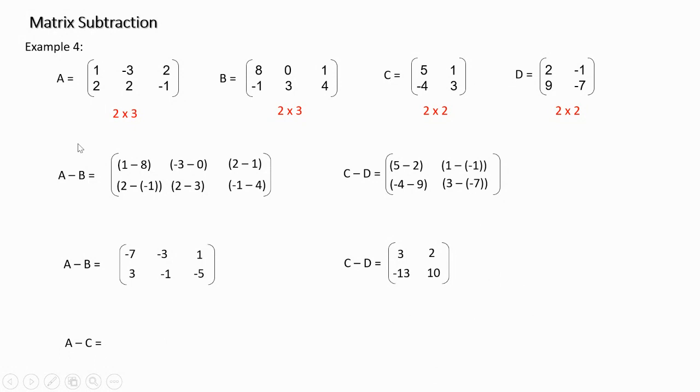Now, can we do A minus C? A is a 2 by 3, and C is a 2 by 2. If you notice, these are not the same size, so this is not possible, or it cannot be done. Not the same size.